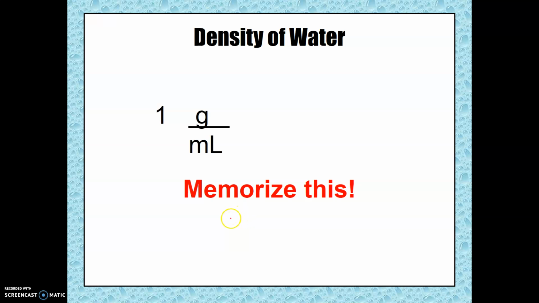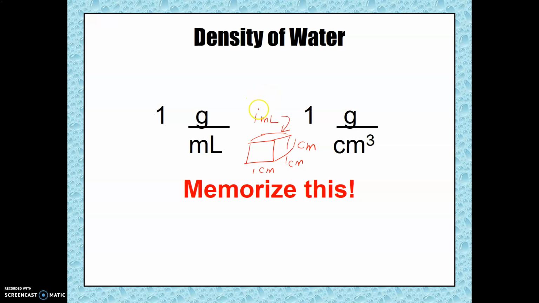The density of water is the value that we end up using a lot during the year. We do want to make sure we memorize this. If I had my little 1 centimeter by 1 centimeter by 1 centimeter box, if I filled that with water, 1 milliliter worth of water would fit in there. And that same amount of water would weigh 1 gram.